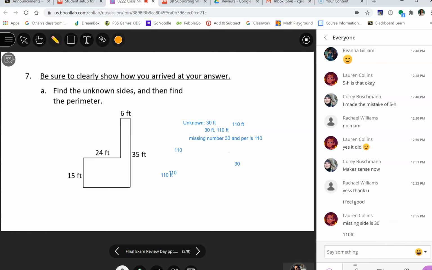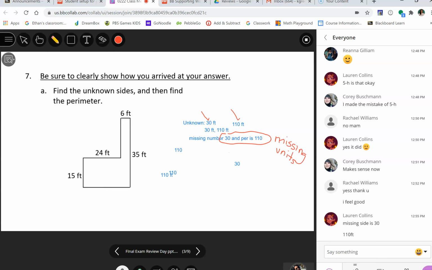Whenever you're doing an application problem or a word problem, you have to include units. So for example, the person that said 30 feet gets full credit for the unknown side. And 110 feet for the perimeter gets full credit. But the person who said 30 and 110 misses like 2 points because the units weren't there. You have to include units. So this has missing units, and I have to take points off for that. So make sure you put the units on there.